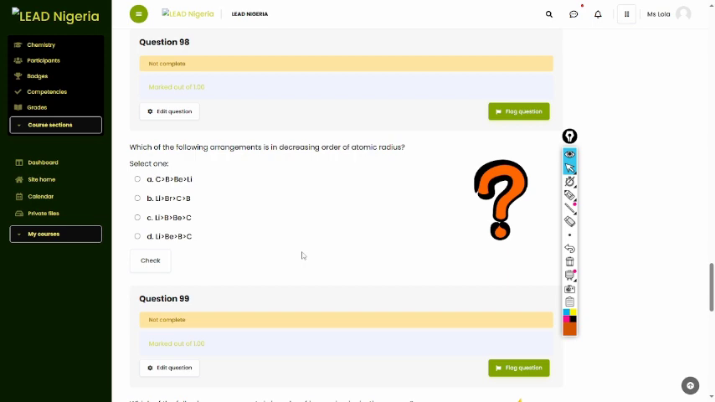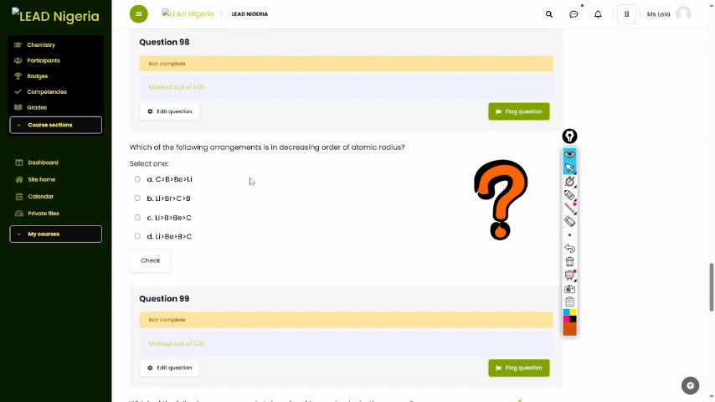Which of the following arrangements is in decreasing order of atomic radius? Okay, so we have carbon, beryllium, boron, and lithium. All of these belong to the same group but different periods. So we're looking at the trend as the period increases down the group. So the atomic radius going down the group as periods increase would also increase because the number of shells are also increasing.